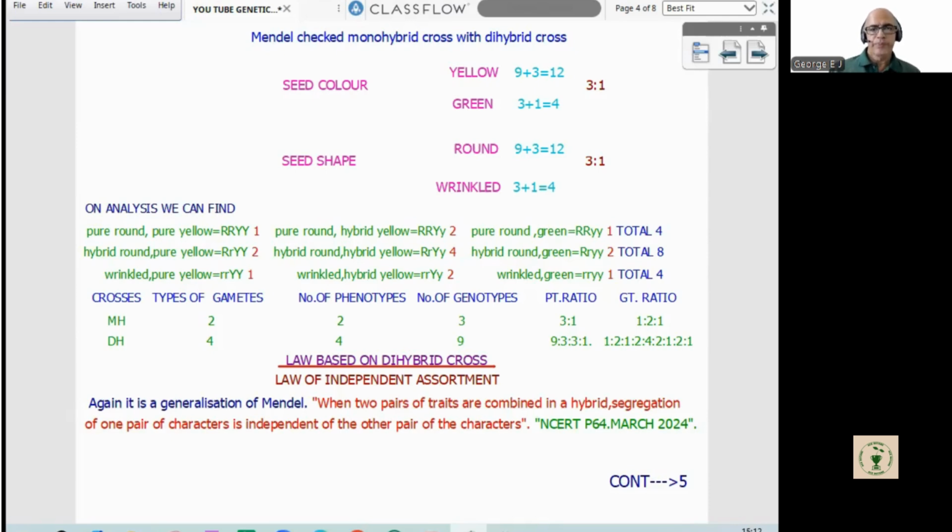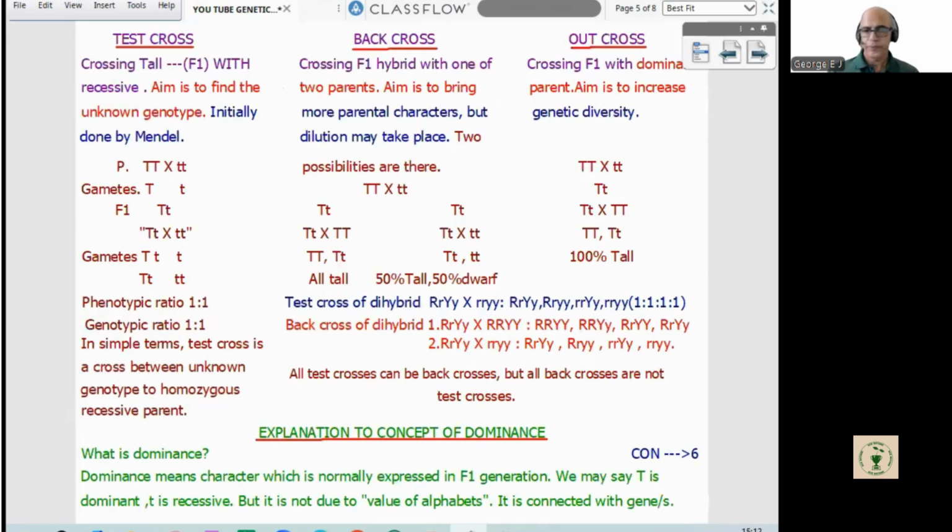From the theory exam point of view: define, or what is the law in connection with the dihybrid cross? Name is law of independent assortment. Any character can couple with another character. That is the basic meaning. I think it is clear. Now we can proceed to the next page.